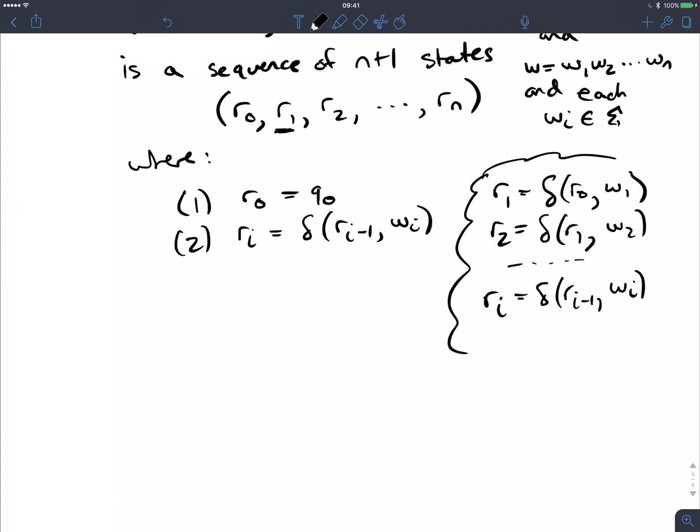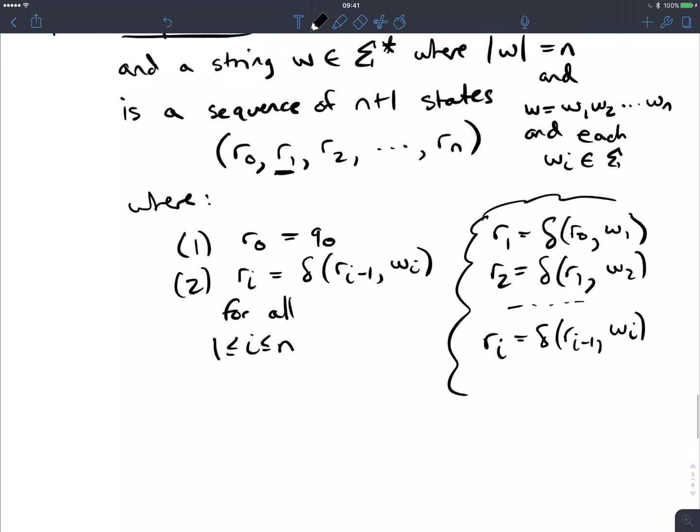Sweet. But I've got to say, for all i from 1 to n. Oh, not a comma. Because I can't just say, okay, one of the transitions worked, but none of the others did. I've got to say every transition in this sequence is not only in the machine by the transition function, but also obeys the input that we actually read.